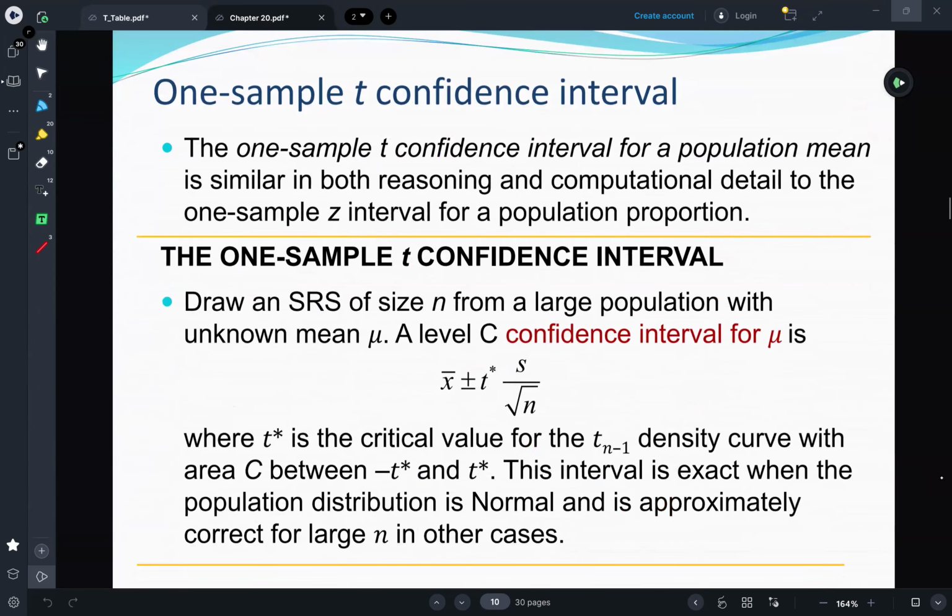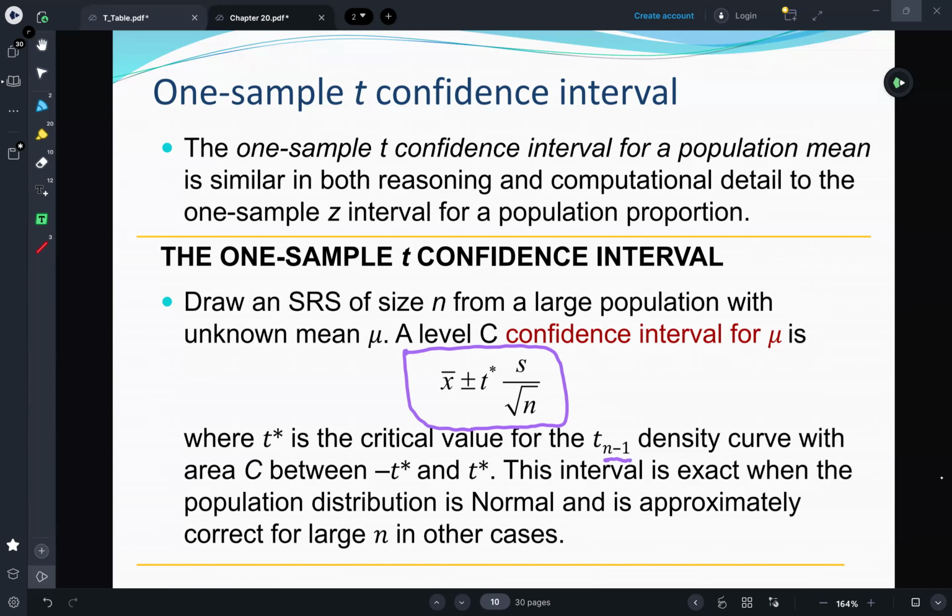And we will start by constructing a T confidence interval, a 1 sample T confidence interval. So there's the formula right there. It's X bar plus or minus T star times S divided by the square root of N, where T star is the critical value for T of N minus 1, right? Remember N minus 1 degrees of freedom. Density curve with area C.